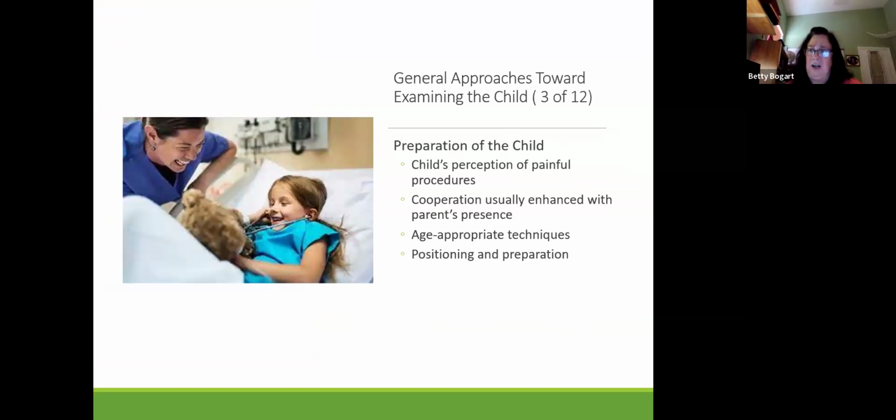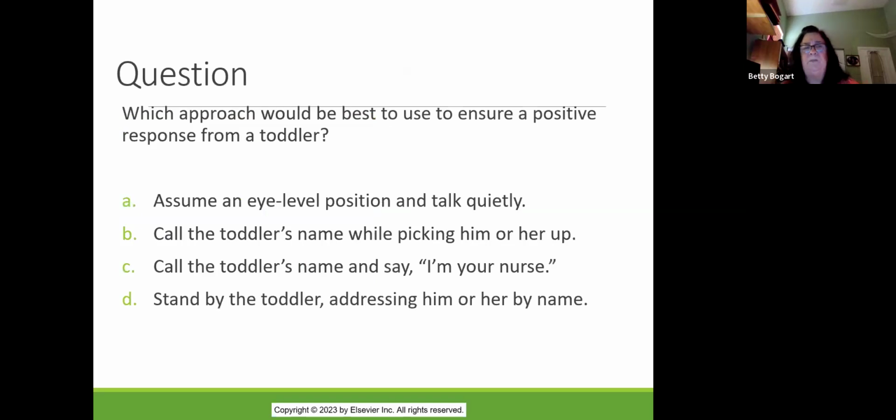If something's going to hurt, no matter how much pain medicine or numbing you're going to do, please be honest. It's going to hurt a little bit, but we're going to do everything possible to make it as little pain as possible, okay? And sometimes, would you like me to hold your hand? And sometimes, yes. And that's okay. Again, age appropriate things you do.